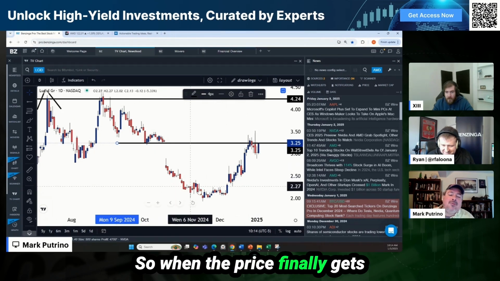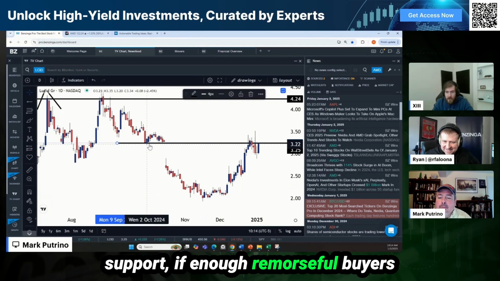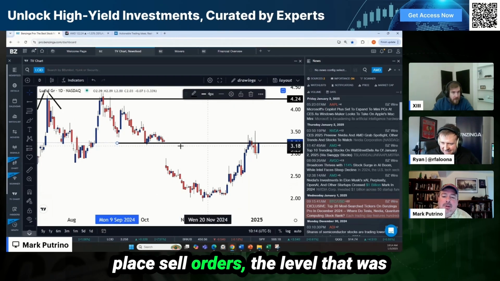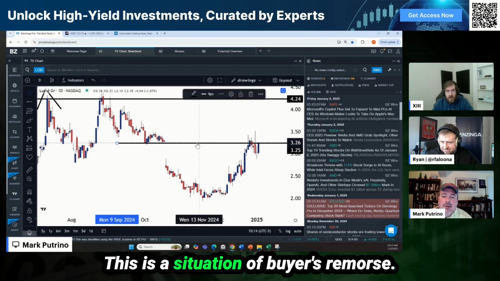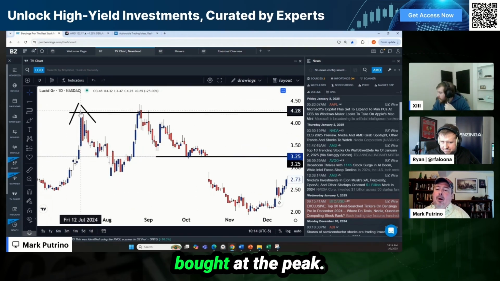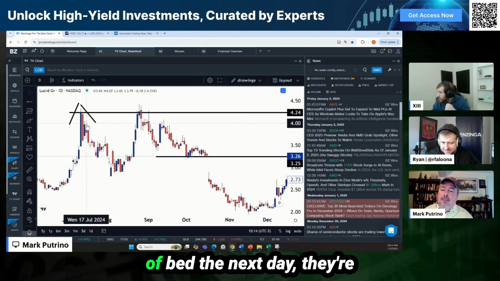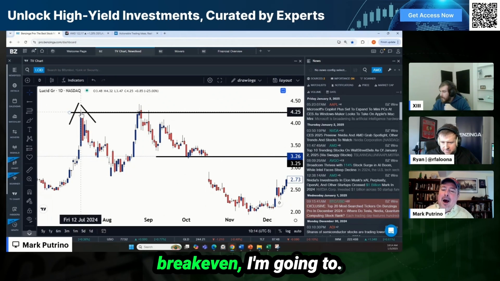So when the price finally gets back up to the level that had been support, if enough remorseful buyers place sell orders, the level that was support can turn into resistance. This is a situation of buyer's remorse. You can also see buyer's remorse here. There are people that bought at the peak that when the stock fell out of bed the next day, they're like, I made a mistake. If I can ever get out at break even, I'm going to.